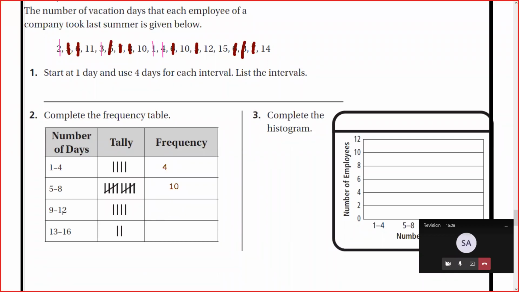The third one, from 9 to 12. Let's count it: 1, 2, 3, and 4. They are 4. So four employees took from 9 days to 12 days as a vacation.